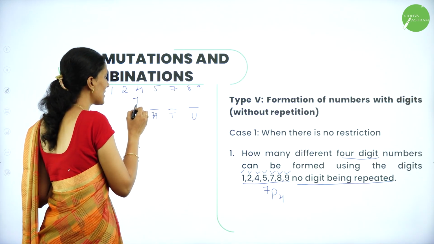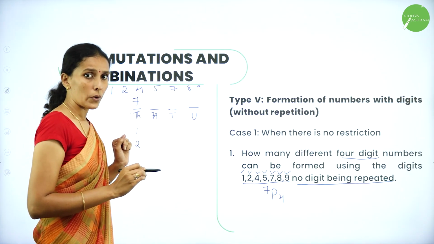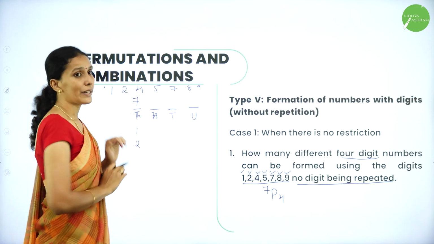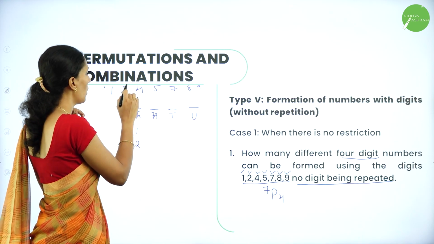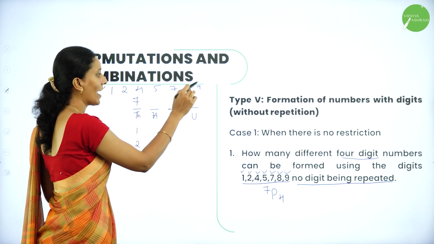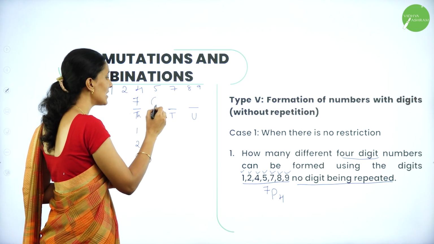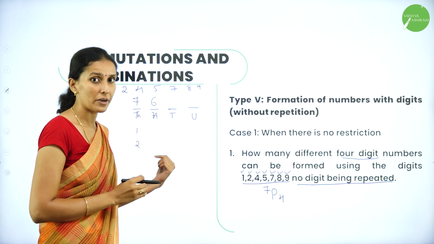So the first place has 7 choices. Okay, so let me take 1 is gone now because I have filled in the first place. So how many numbers are left now? So 1, 2, 3, 4, 5, 6. So 6 numbers are left. So therefore you have 6 chances to fill in the 100 place.